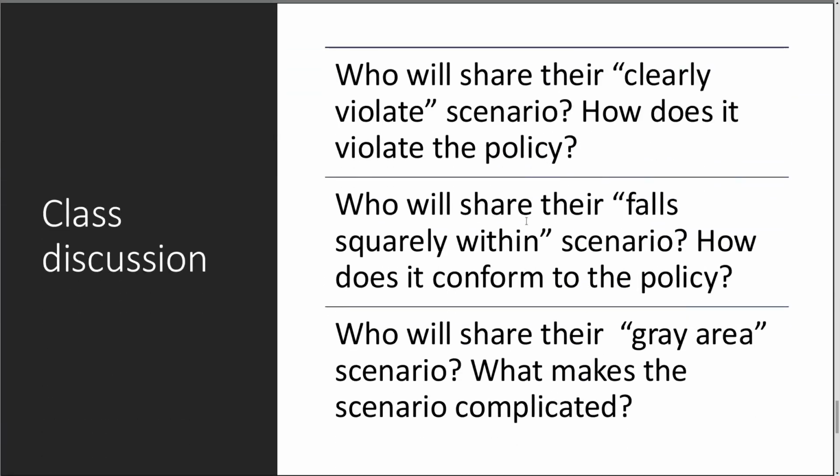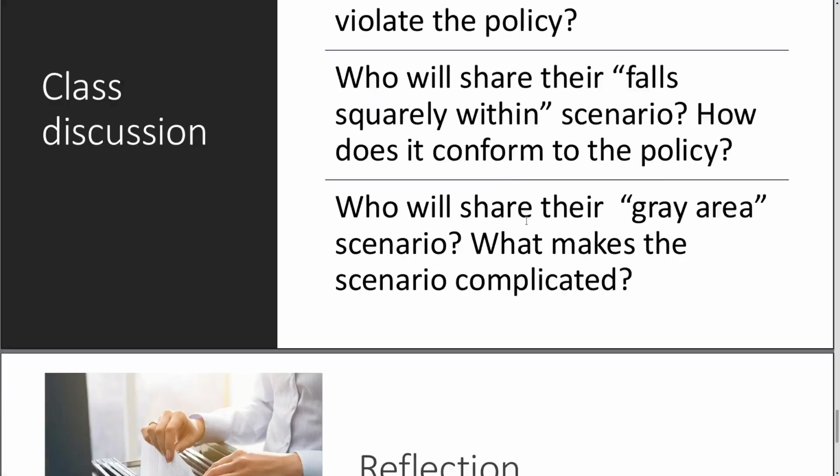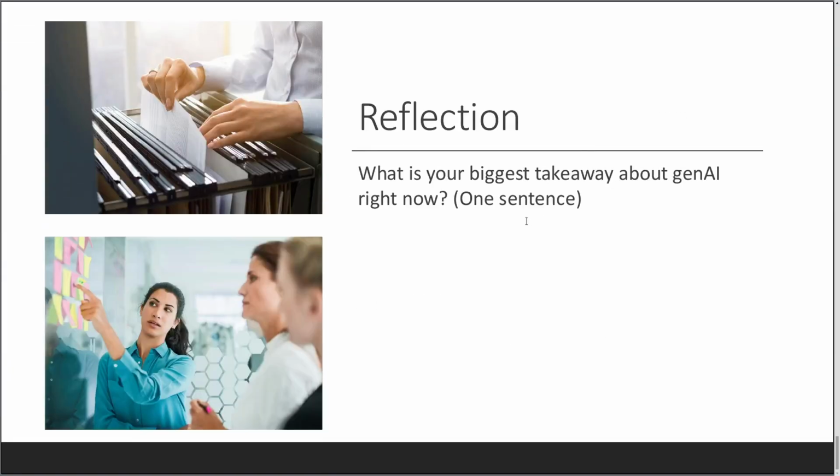And then we'll have some class discussion. With the writing of these scenarios and with the class discussion, we're kind of in an apply mode here. Who will share their clearly violate scenario? How does it violate the policy? Who will share their falls squarely within scenario? How does it conform to that policy? Who will share their gray area scenario? What makes the scenario complicated? The idea there is, once again, we just get to share and talk about this as an introduction to the AI policy.